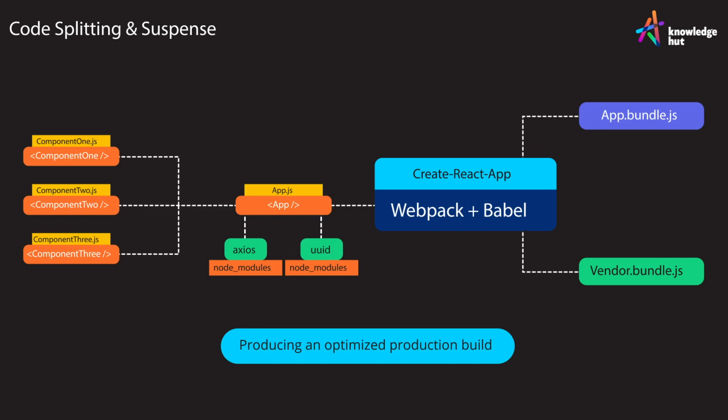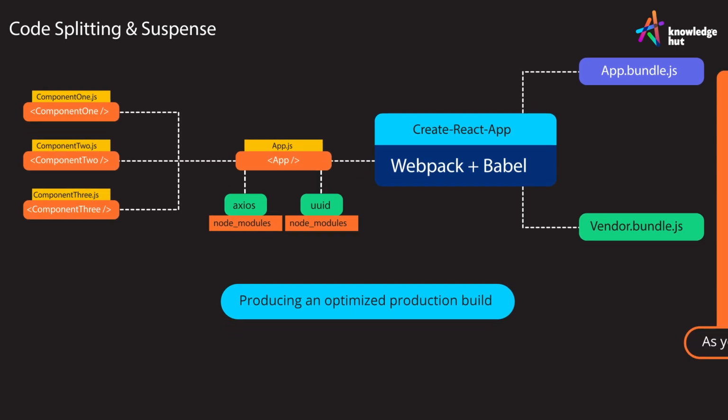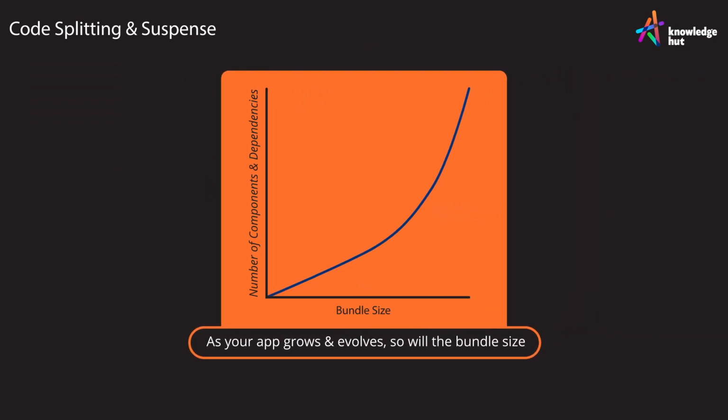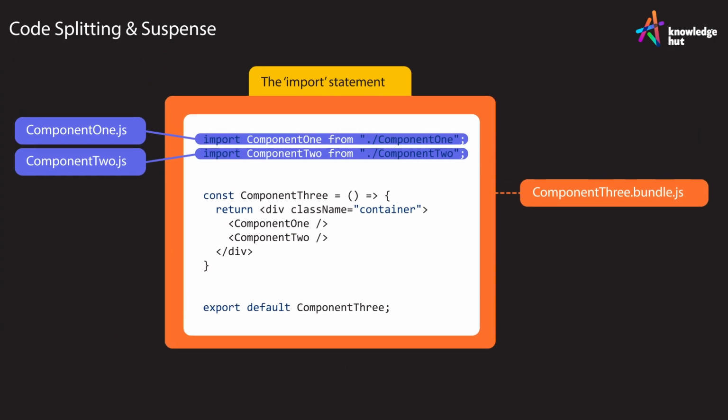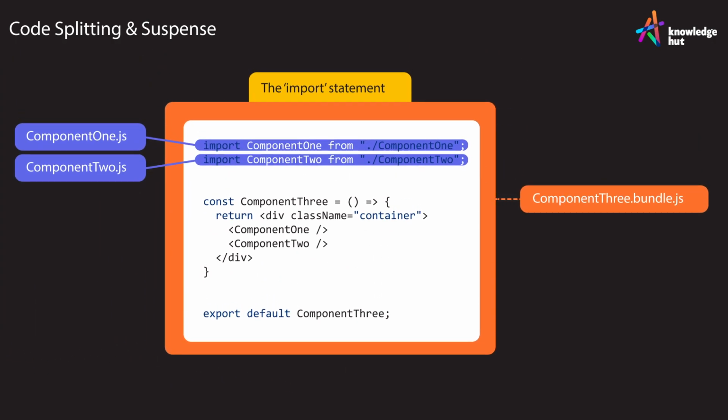Besides this, third-party code is also bundled together. The idea is to produce a minimal set of files which can be downloaded together in an optimized way. Now, as your application grows and evolves and the number of components increases, the size of your bundle grows too. Typically, all components imported using an import statement get folded into a single bundle.